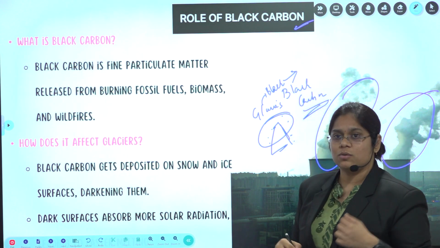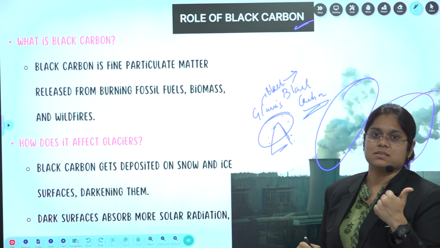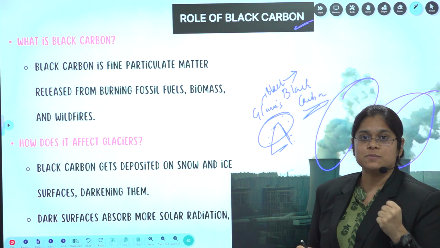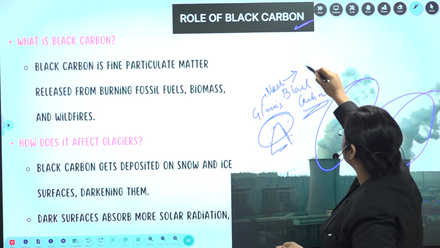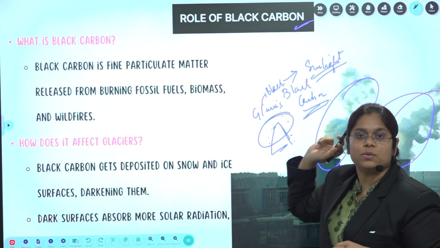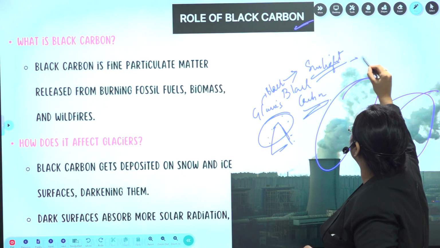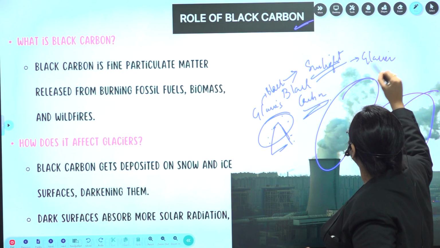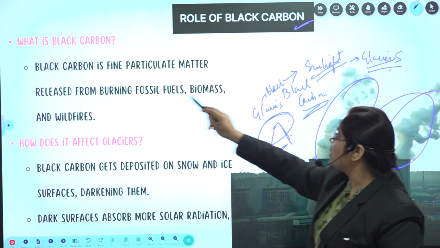Now what does the black color do? The black color absorbs the sunlight, right? Due to this absorption of sunlight, what is happening? Glacier melting is happening, right? Is it clear?